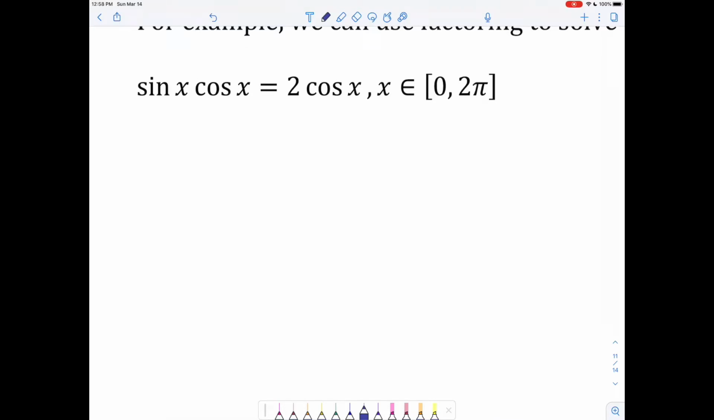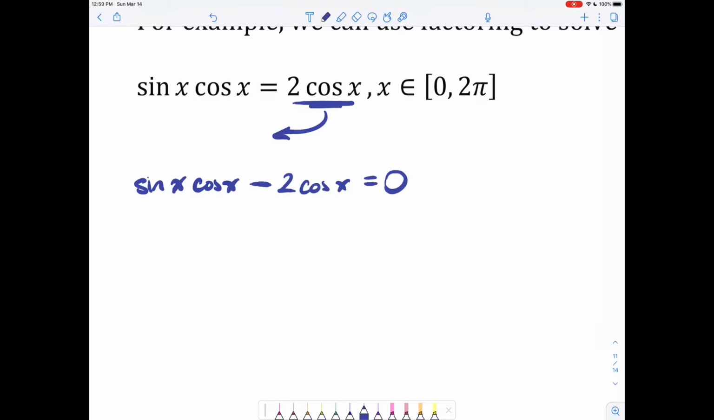I know what you're thinking. Factoring what? There's nothing common on this side. There's nothing common on this side. What's the old timer talking about? Here's the magic that we're going to undergo. I'm going to take this and transfer it to the other side, so that instead of this equation, I'll have a manipulation of it. So sine x cos x minus 2 cos x equals 0.